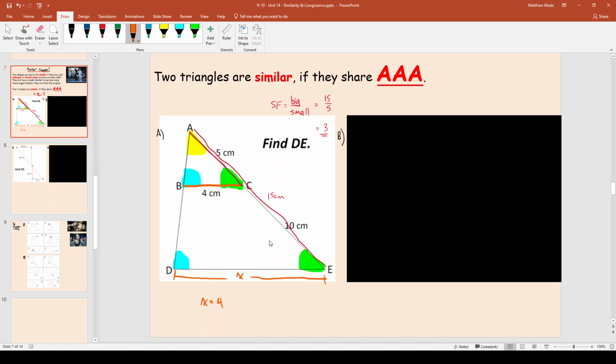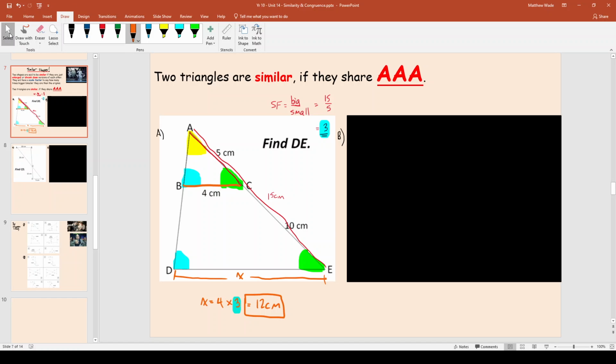So if it's going to be bigger than 4, do I times or do I divide by the scale factor of 3? Well, if it's going to be bigger, I'll times it by the scale factor of 3. So there you go, just so you can see there's a scale factor and there's me timesing by it, giving us a final answer of 12 centimeters. Bish bash bosh, you've just answered the question.